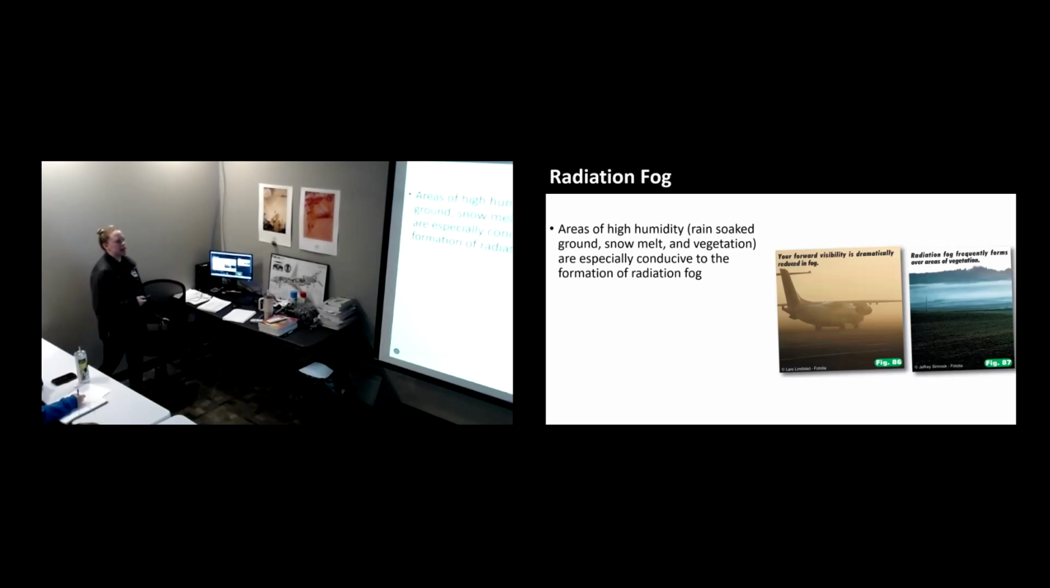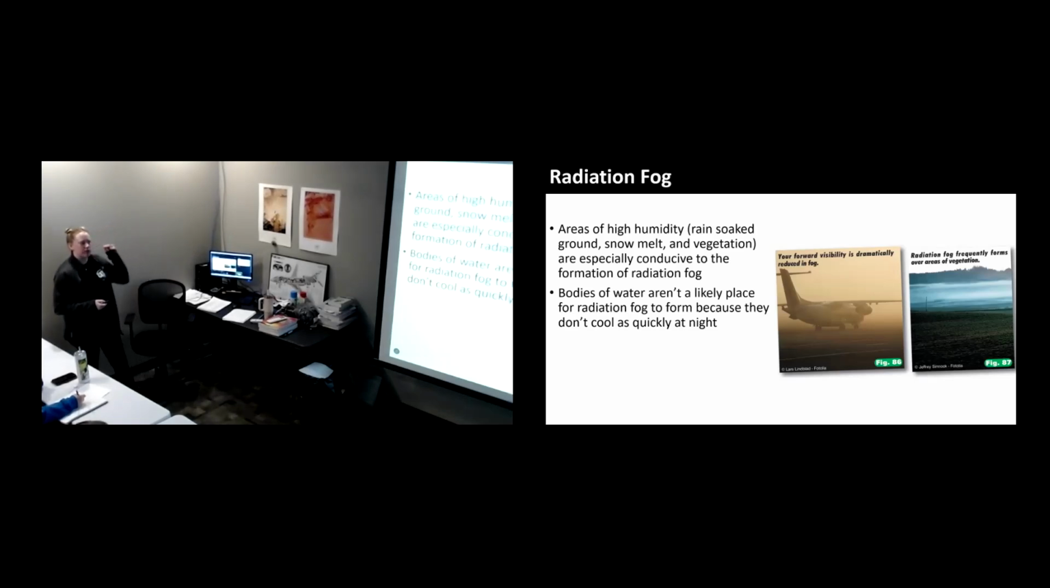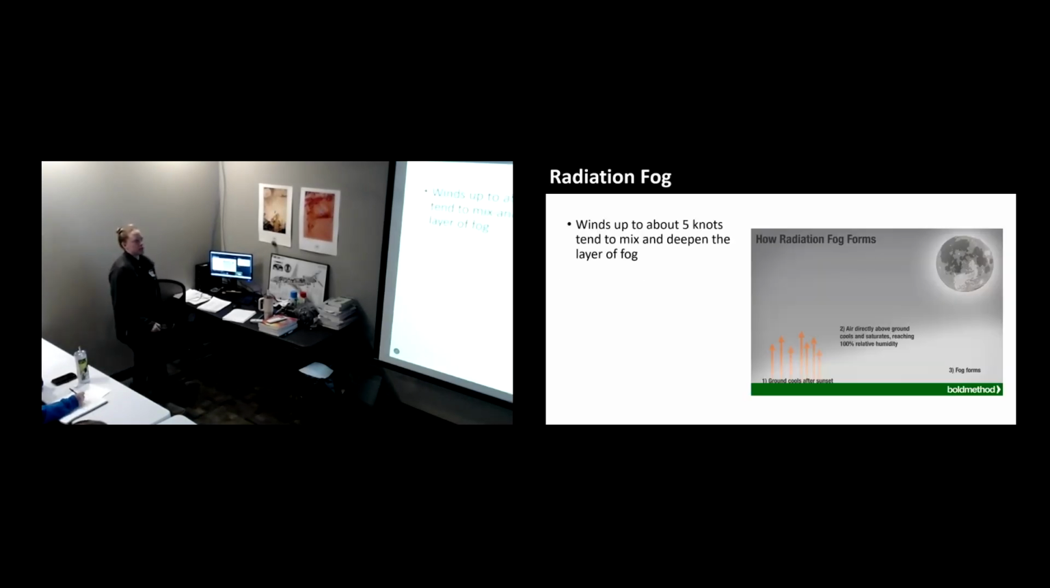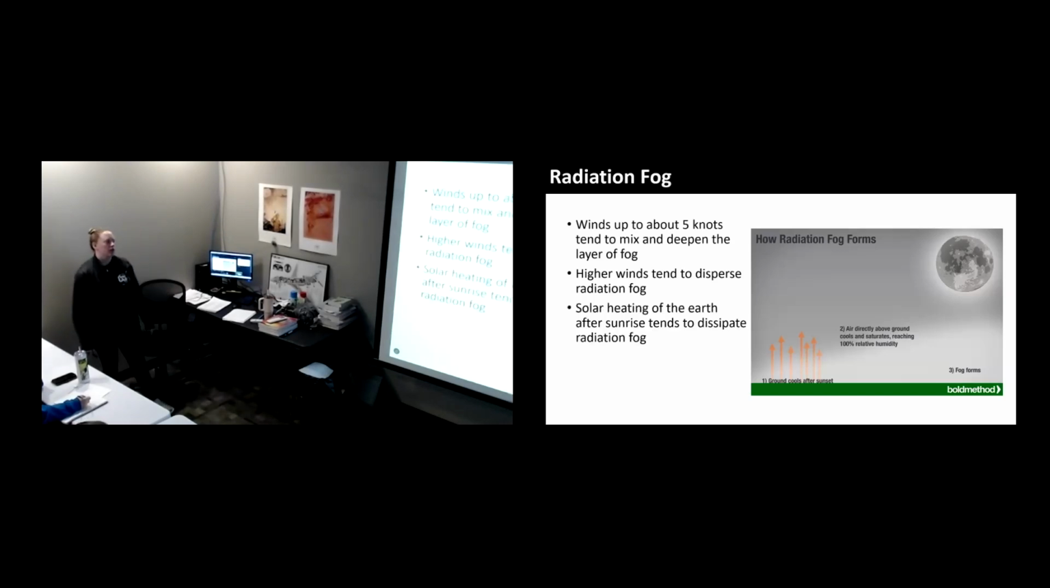Areas of high humidity, like bodies of water, aren't a likely place for radiation fog to form because they don't cool as quickly at night. Winds up to about 5 knots tend to mix and deepen the layer of fog. Higher winds disperse it. So if the winds pick up higher than 5 knots, it's going to be gone. Solar heating of the earth after sunrise also dissipates this fog.